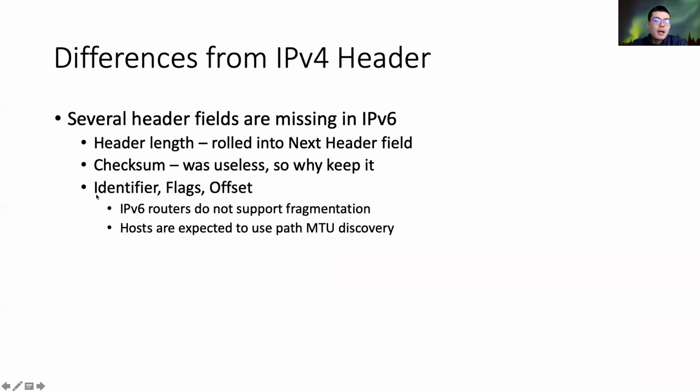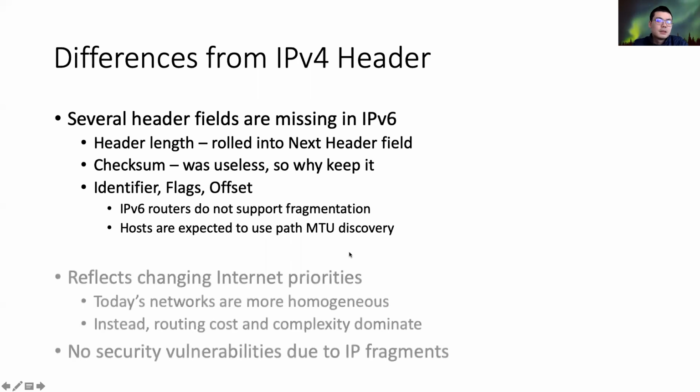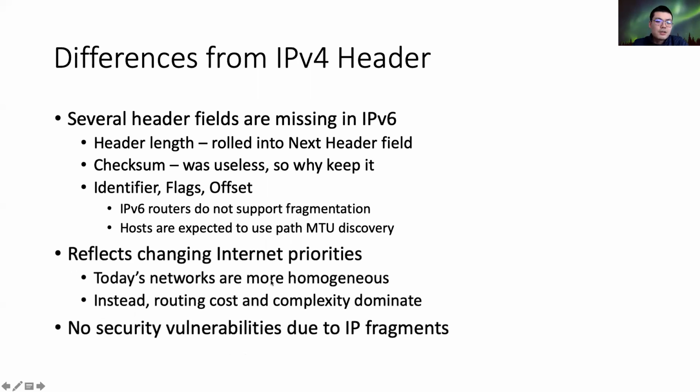And the identifier, flags, and offset, which were originally used for fragmentation, are gone, because IPv6 no longer allows you to fragment. You need to probe for the minimum MTU on your route first, and then send packets no larger than the minimum bottleneck MTU, which is path MTU discovery. It also reflects changing internet priorities, because maybe in the future, all IPv6 backbone routers will be almost the same. So there's not much need for complex stuff like fragmentation. Maybe the MTU is the same. Instead, doing operations like fragmentation is costly.